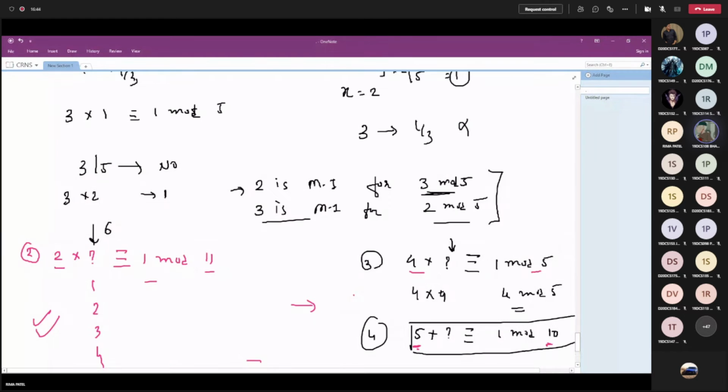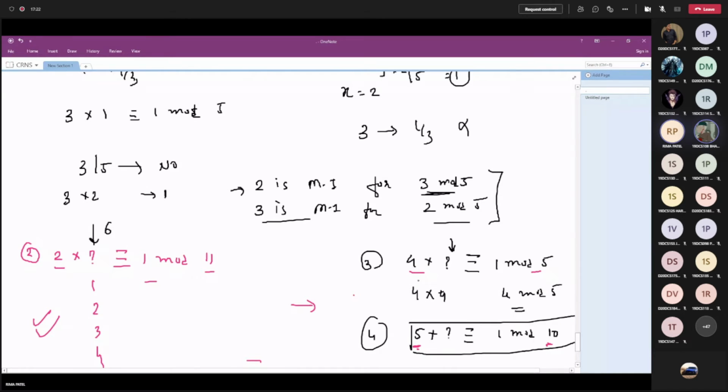5 into something, 5 into 2 is 10, 5 into 3 is 15. Not possible. The inverse of this is not possible. Right? Everyone agree with this? Yes, ma'am.